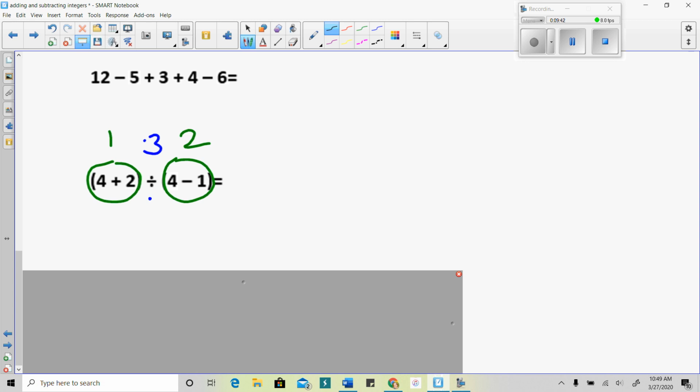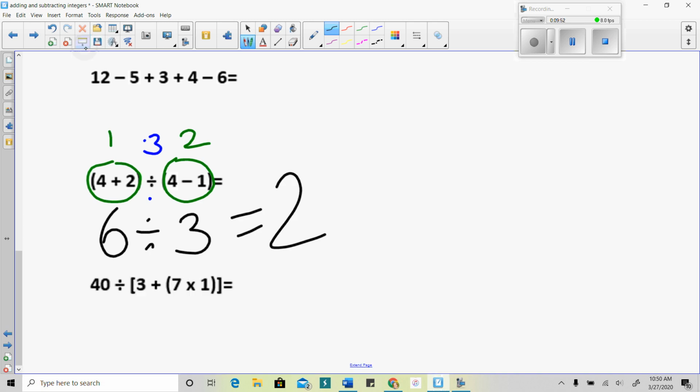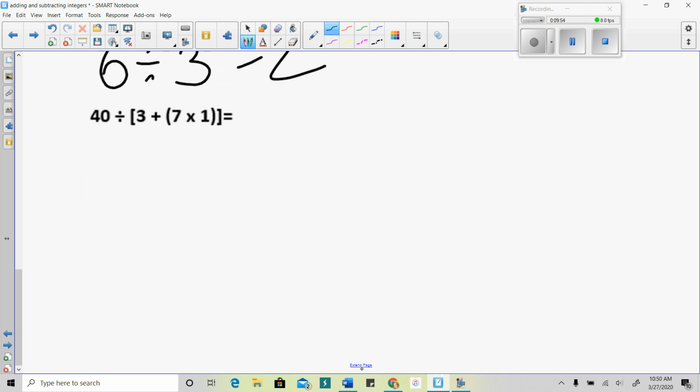So step 1, 4 plus 2 is 6. Step 2, 4 minus 1 is 3. And then step 3 is to divide the first 2 steps. 6 divided by 3 is 2. Okay, last problem here. Oh, almost made it in 10 minutes.